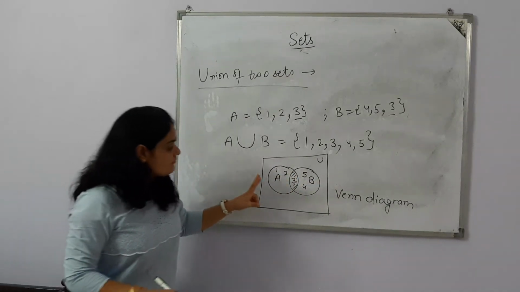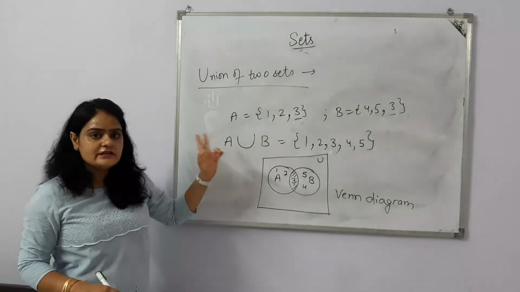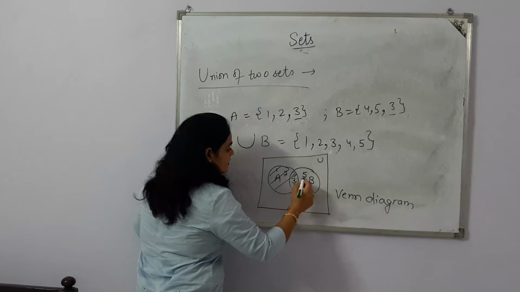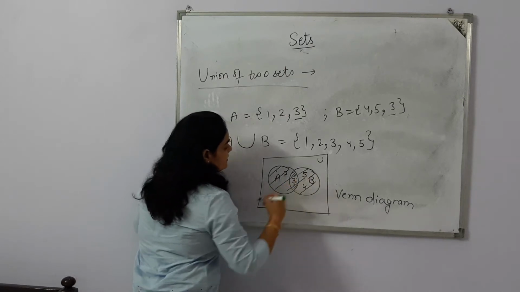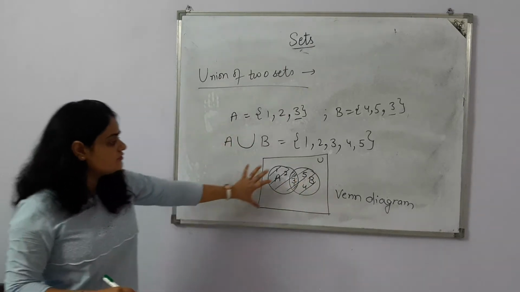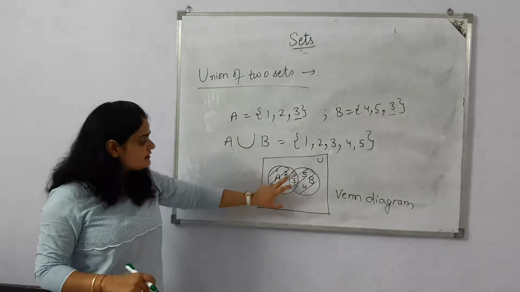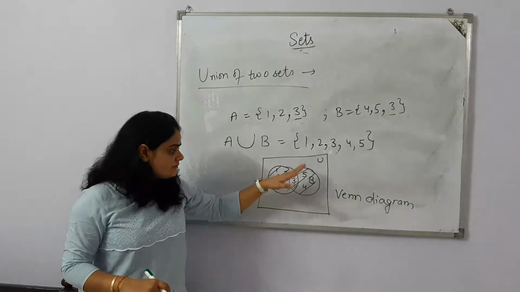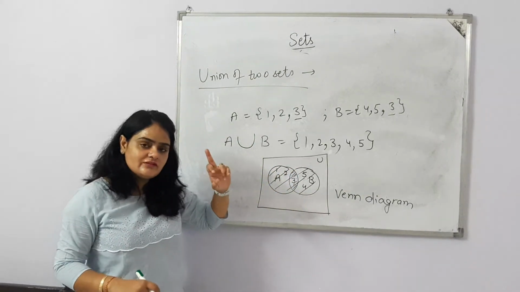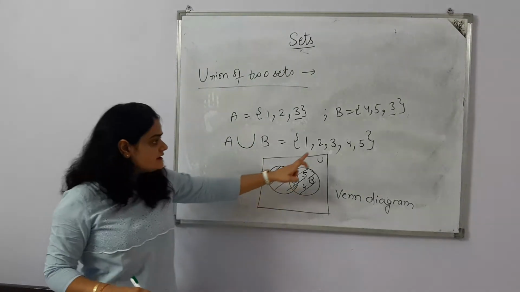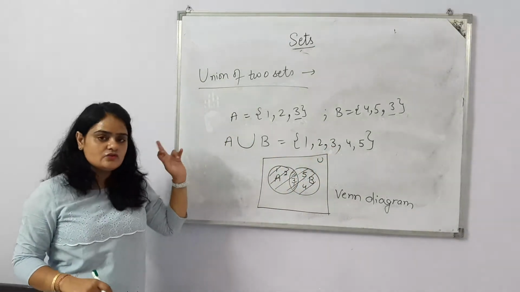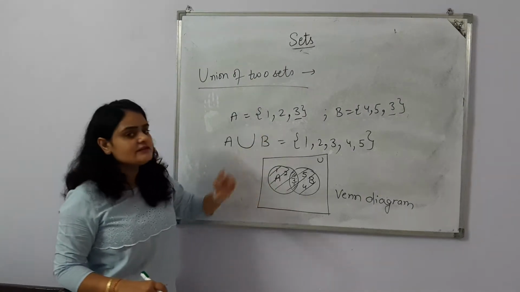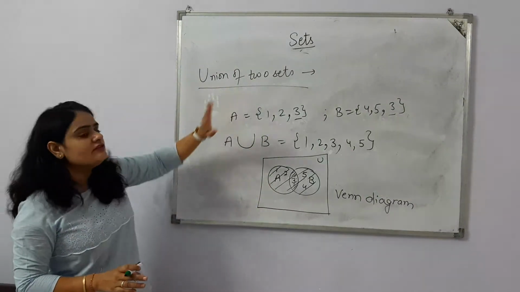So if we are talking about union, then union means we have to write all the elements. That means all that shaded portion of this. And here you are watching that the common area is coming twice. Whenever we shade it, we shade it once. That is the reason we have written 3 once. So this is the Venn diagram of this example, and this is the union of two sets.